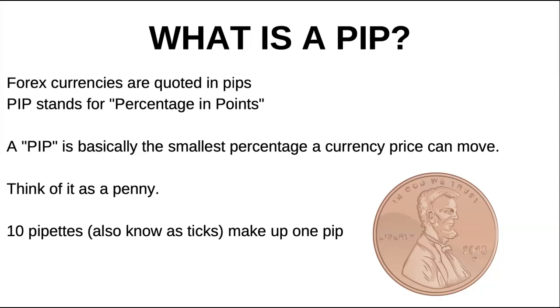A pipette, or you may hear people refer to it as ticks when they are trading indices and stocks and things like that. It takes 10 pipettes to make up a pip. And so when you are looking at your lot sizes, when you see a 0.01, that is basically a pipette. So it would take 10 pipettes to make up that pip, or 10 ticks to make up that pip.